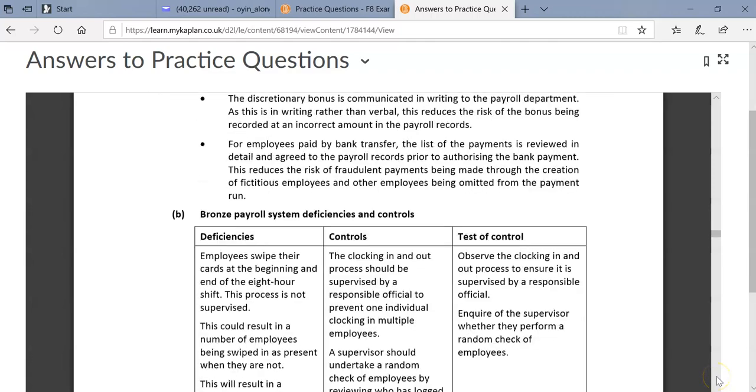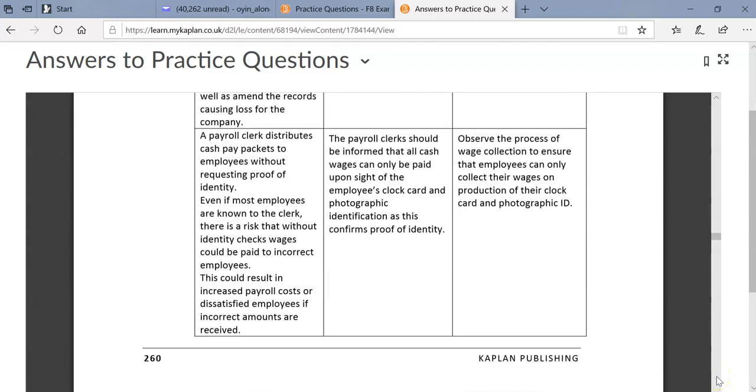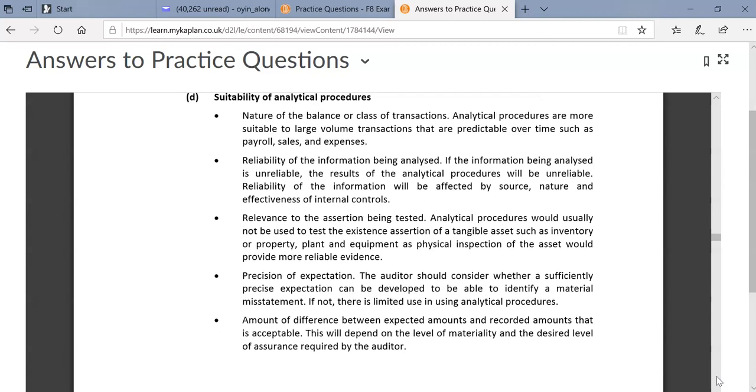I thought you did a great job. Again, this question is out of... so here we are. Again, I've talked about this amount of difference between expected amount and recorded. This will depend on the level of materiality. So I think that's a good place to stop.